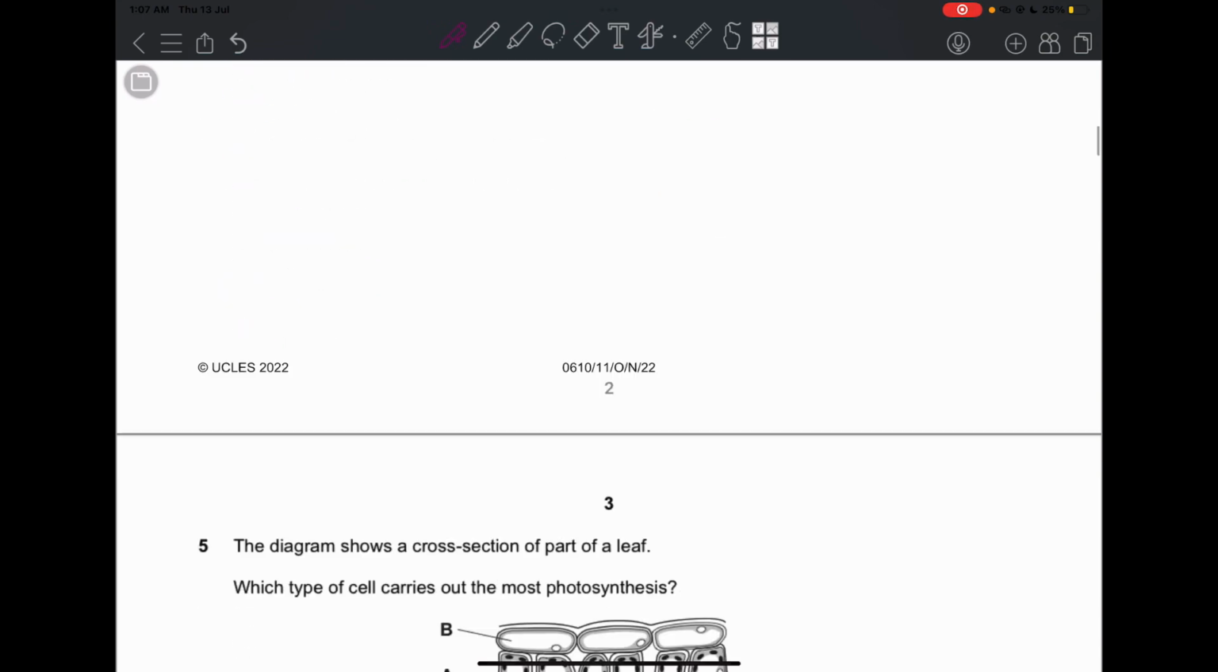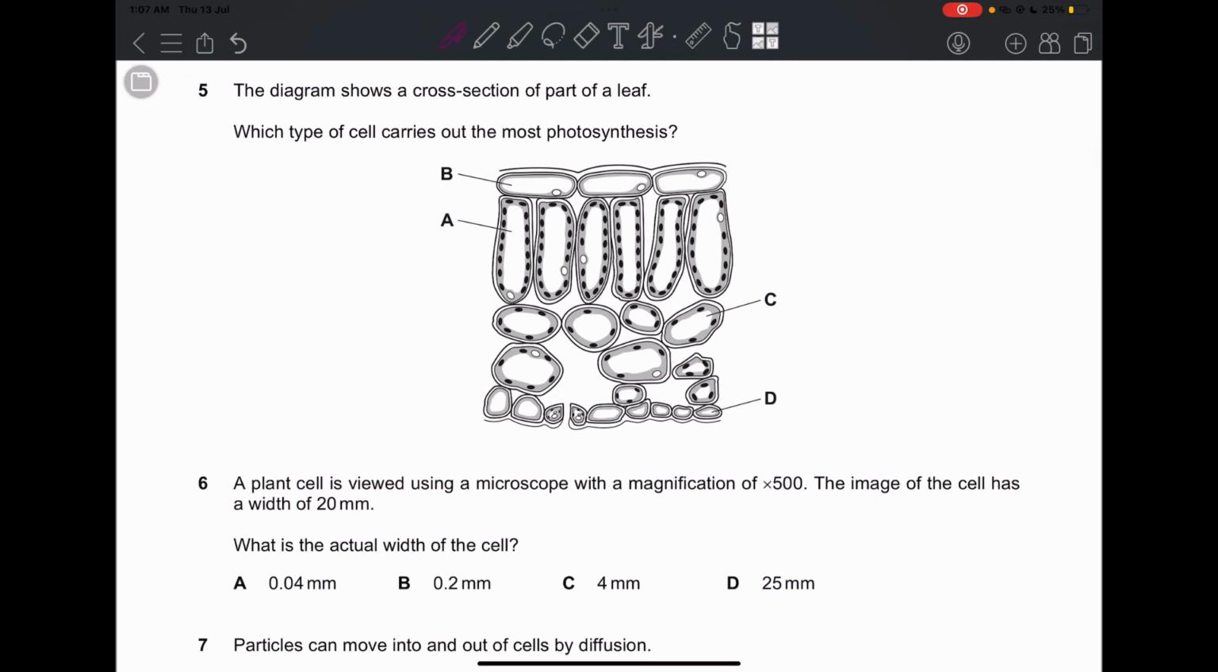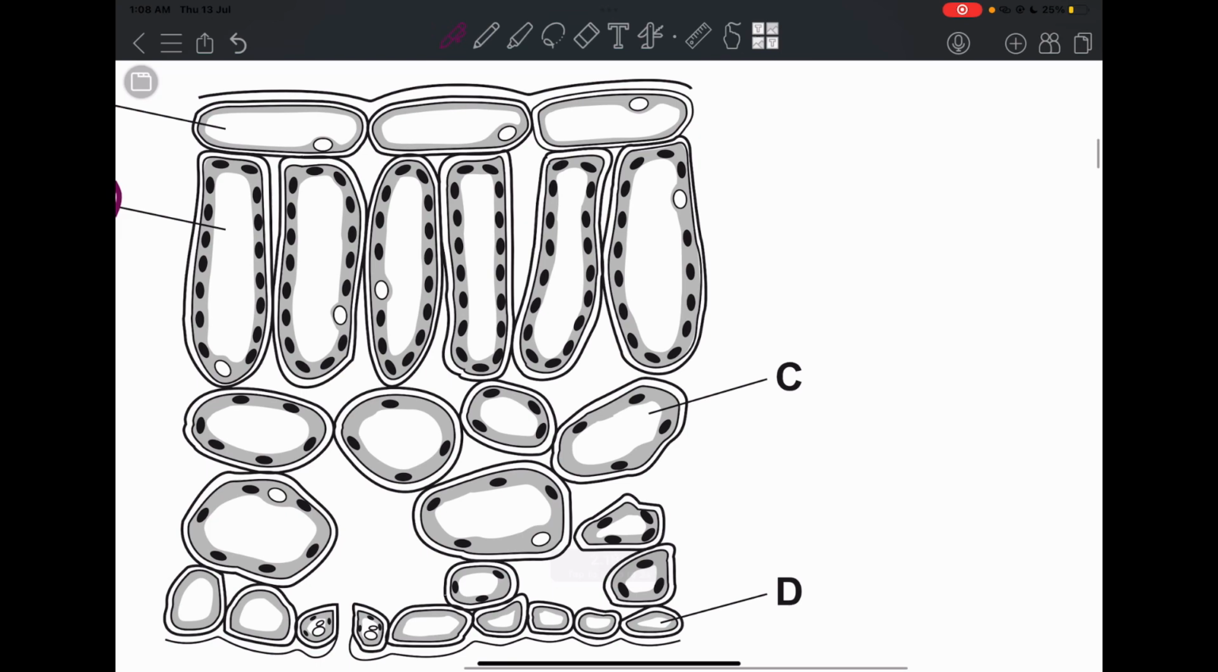5, the diagram shows a cross-section of part of a leaf. Which type of cell carries out the most photosynthesis? Of course, we all know that this is A. This is the palisade mesophyll layer. This is the part that has the most chlorophyll over here.